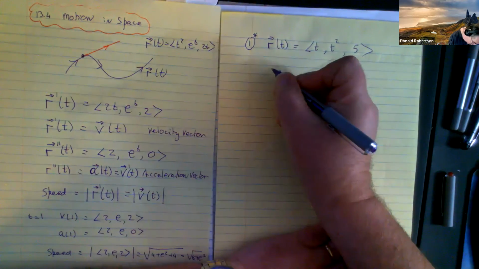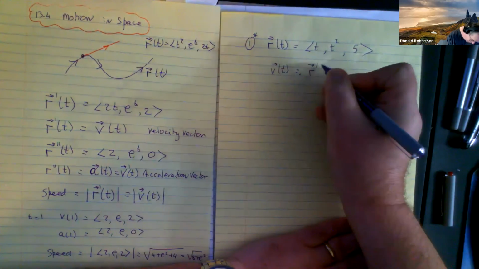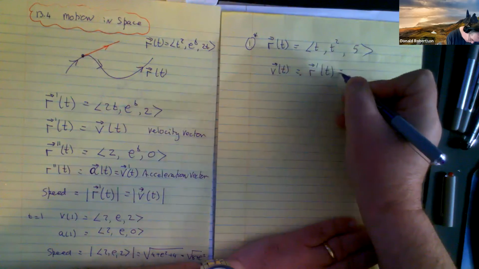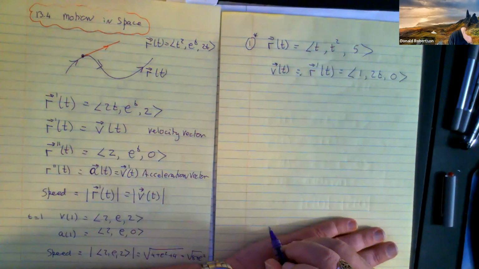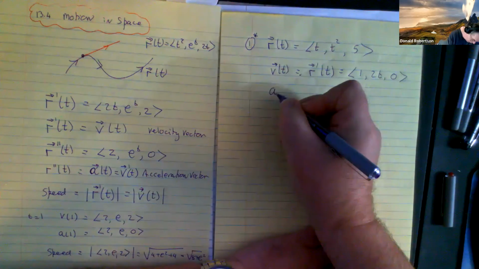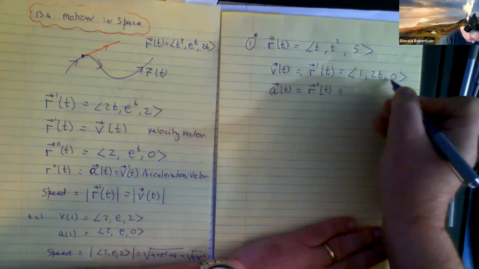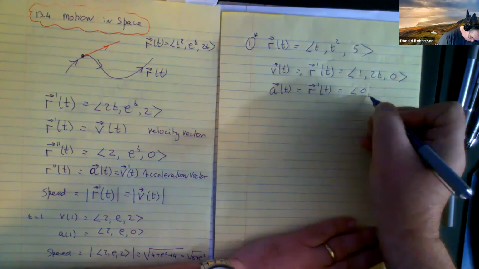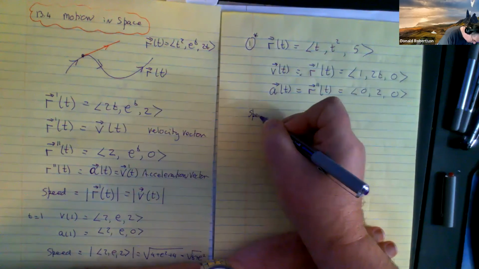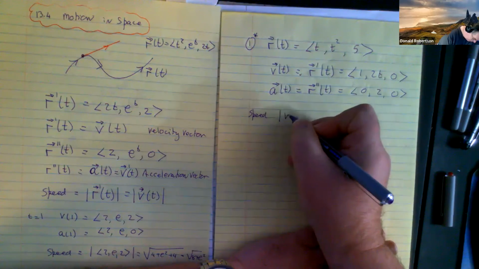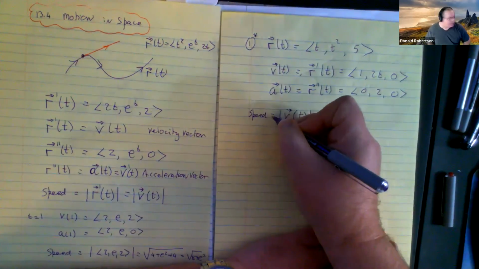So let's do the velocity first. We now know that's the same thing as the first derivative. So it's 1, 2t, 0. You want the acceleration? Well, we know that's the second derivative. So we differentiate this and you get 0, 2, 0. They don't call it the speed, but I will. They call it the magnitude of the velocity vector. So they're basically telling you how to calculate it, but I would call that the speed.